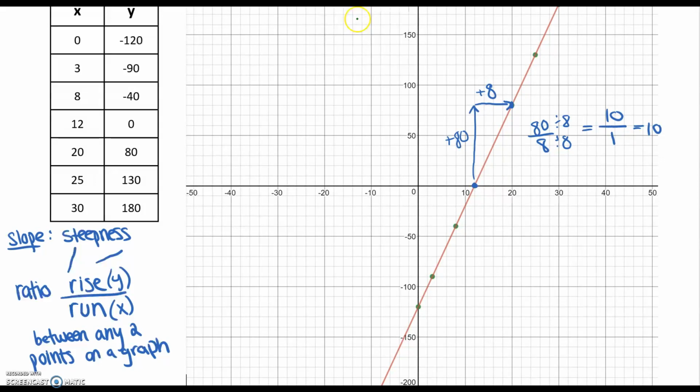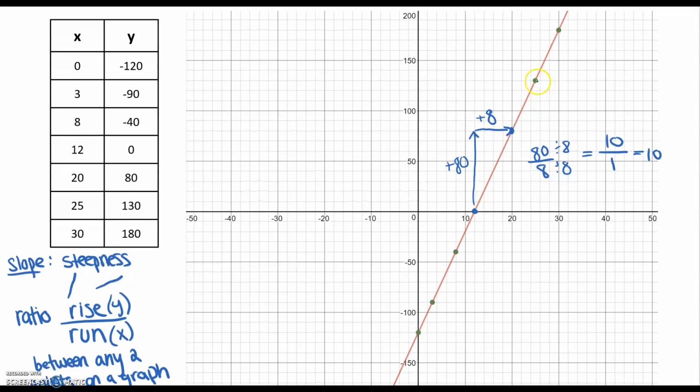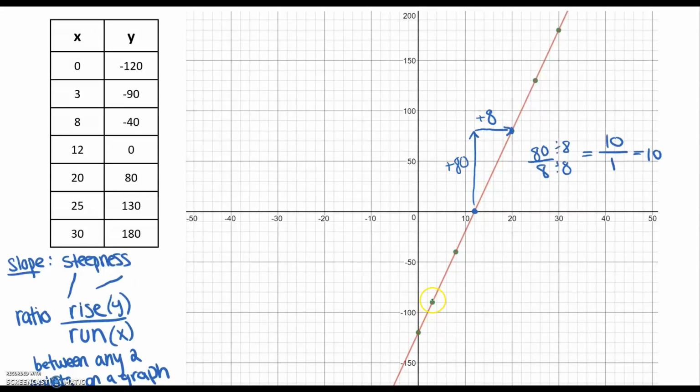I want to pick another 2 points and see what happens when we calculate the slope again. So I'm going to pick, I don't know, just for fun, let's pick this point and this point. Okay, so between these 2 points, here's my rise, here's my run. Let's say we start with this point and go to this point. We have to go down and then to the left. So let's calculate our slope. Let's count on the graph.